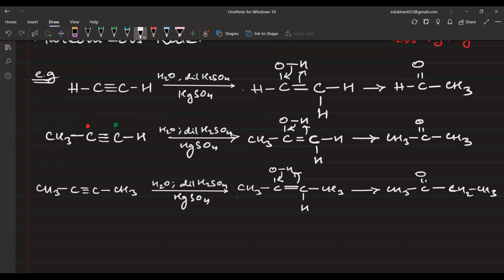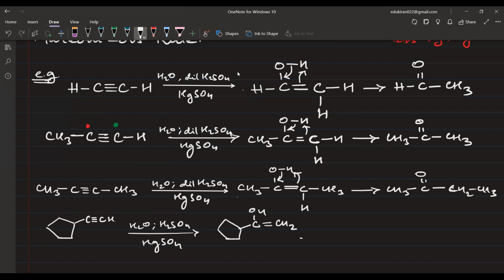All right, one more example. Again, both of these carbon atoms are different. Write this down quickly.